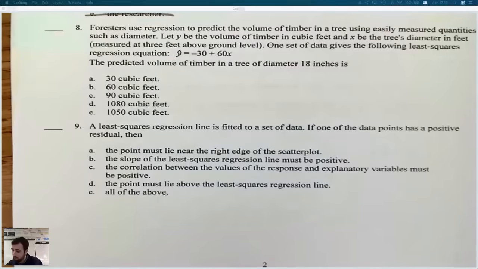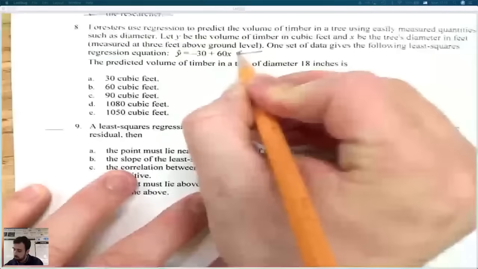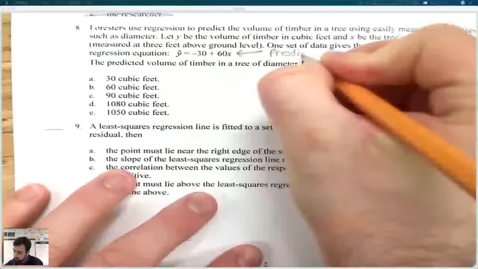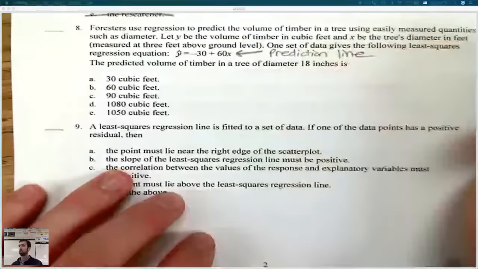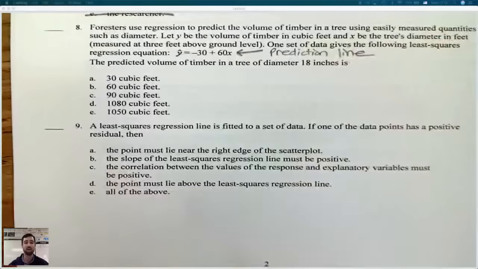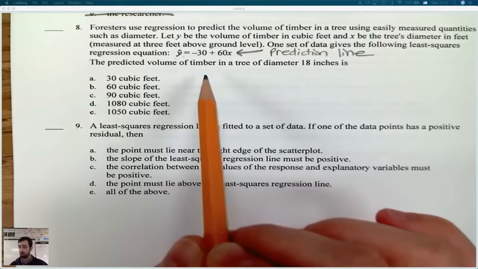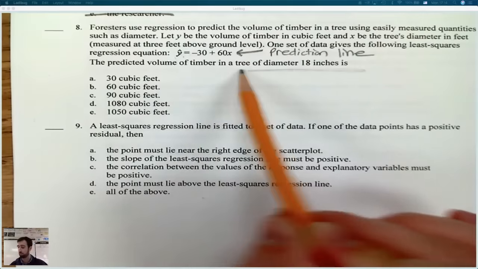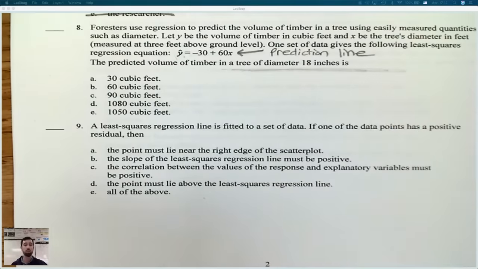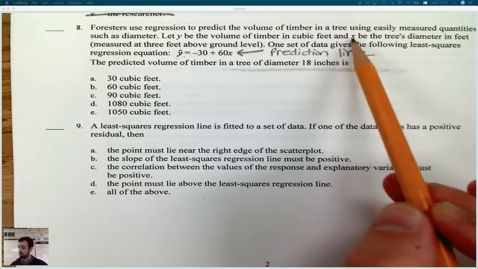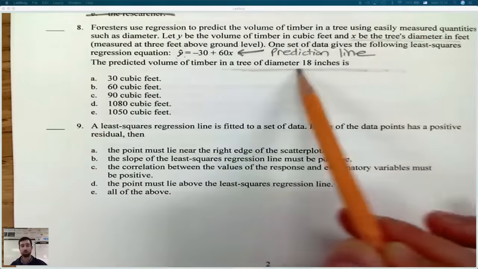Remember, Titans, this is your prediction line. Sorry, you're not Titans. That's your prediction line. That's why you see the Y hat and not just Y. So when writing and working with linear regression, make sure you use Y hat. So we want to know, what would the predicted value be? So we're going to use that equation with a tree with an 18-inch diameter. The only thing we have to be careful about is, are we plugging 18 into my X or my Y hat? So let's look. Here it says X is the tree's diameter, so I'm plugging that into X.